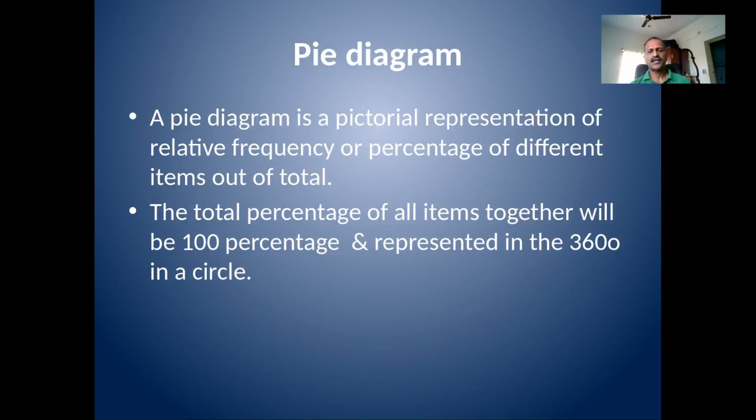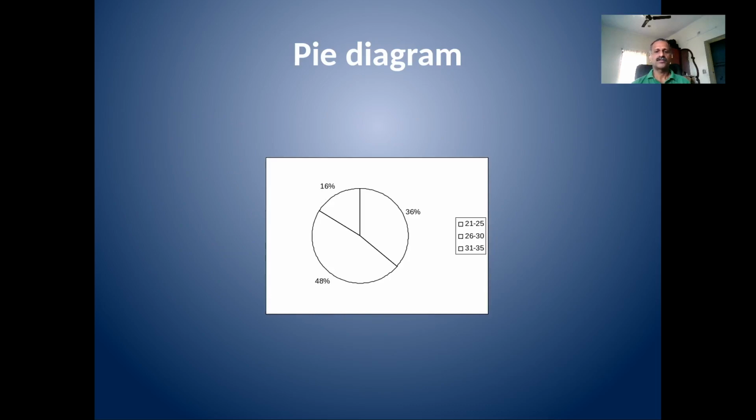What is a pie diagram? It is a pictorial representation of the relative frequency or percentage of different items out of the total. The total percentage of all items together will be 100% and is represented in the 360 degrees of a circle. So that is a pie diagram. This is how we represent it.